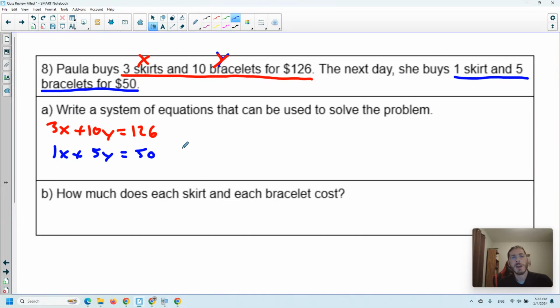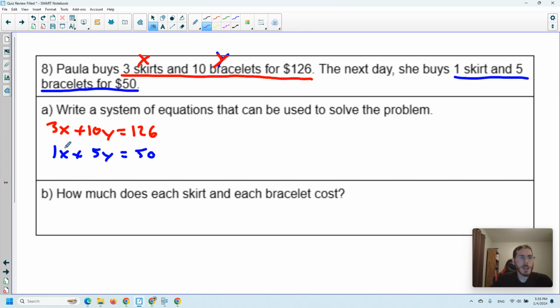For part B, it asks how much does each skirt and each bracelet cost? So you kind of have your options. You can solve it by graphing if you want to solve it by graphing. You can solve it with substitution if you want to solve it with substitution. But this one looks like it's kind of well set up for elimination, since we have 3x and 1x. We've got 10y and 5y. So we can kind of eliminate either of the variables pretty quickly. Now there's not much space, so I'm guessing a lot of people are going to choose to solve it by graphing. But if we want, we can try and get rid of one of the variables.